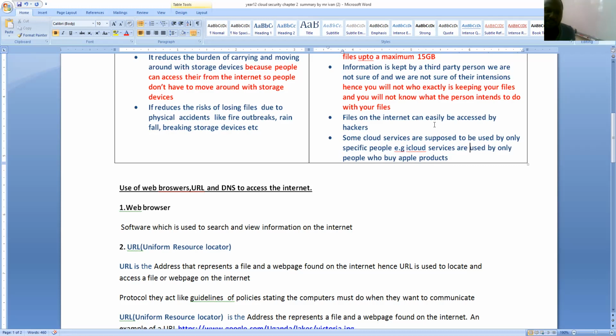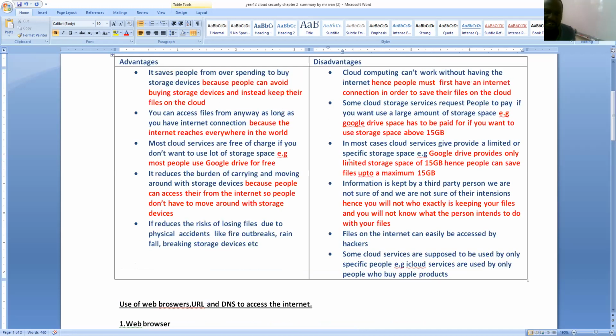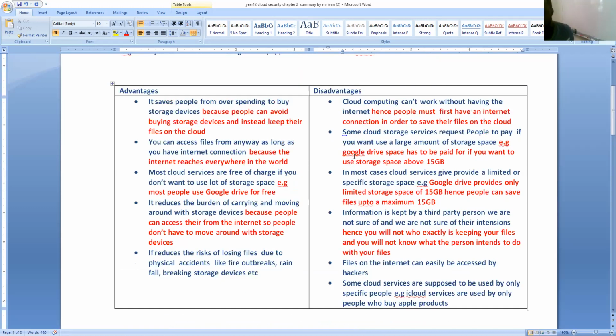So this is where we are going to end on cloud security. I'm going to send the notes to your email.